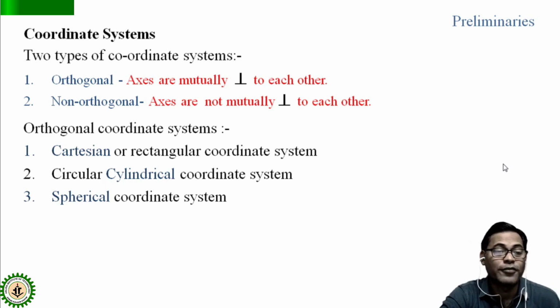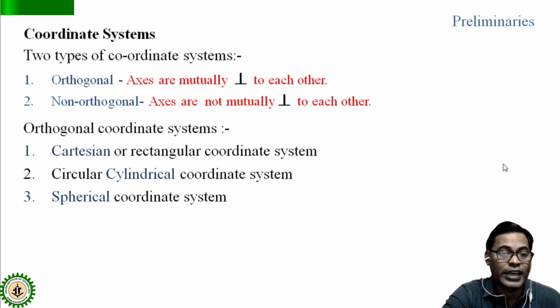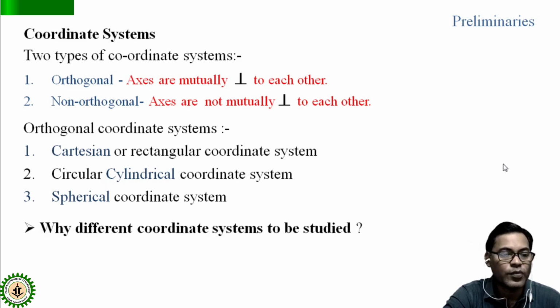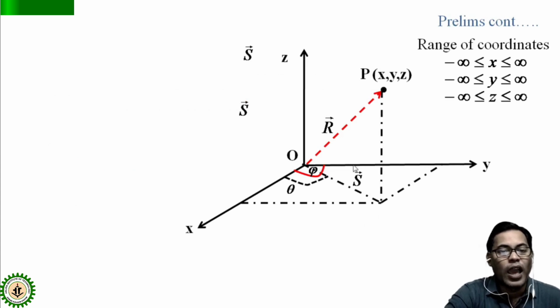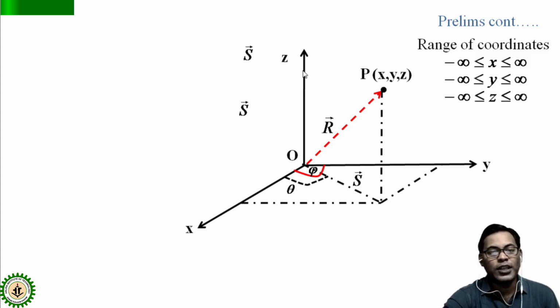As we have an idea of the rectangular or Cartesian coordinate system, that means we are familiar with that coordinate system, so let us start with the Cartesian coordinate system. In the Cartesian coordinate system, the axes are x, y, z, and these three axes are mutually perpendicular to each other, and the range of the axes is given here. x will vary from minus infinity to infinity, and y and z also vary from minus infinity to plus infinity.